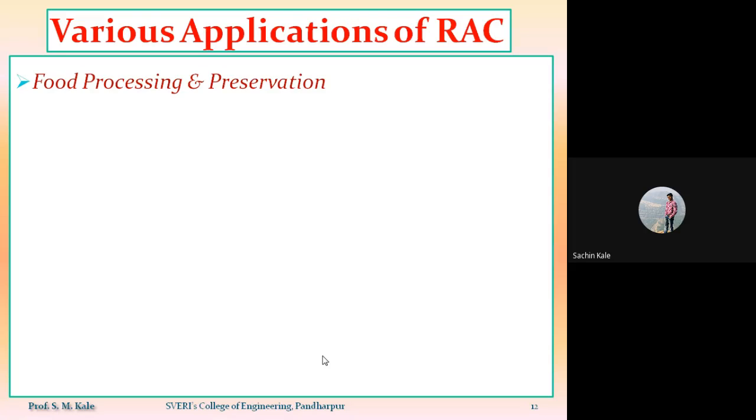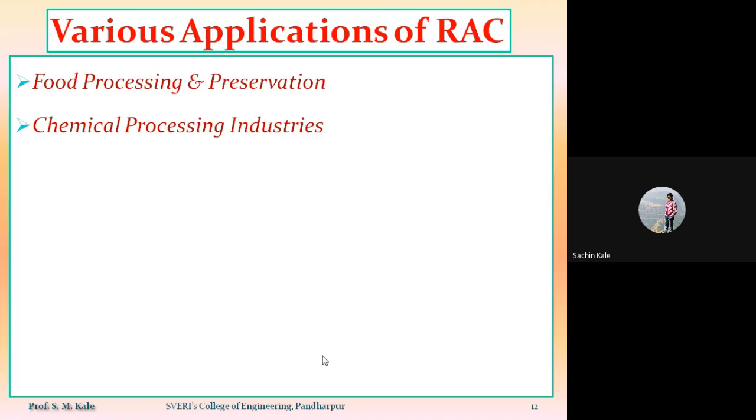First and foremost important application is food processing and preservation. For the purpose of food processing as well as food preservation, we are using refrigeration in the food industry, for processing of farm crops, as well as for transportation of food from one location to another. So there are wide applications under this heading, food processing and food preservation.